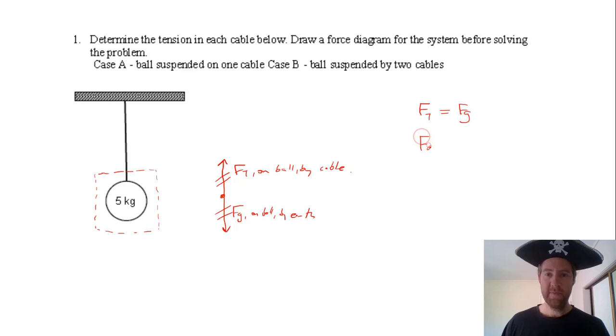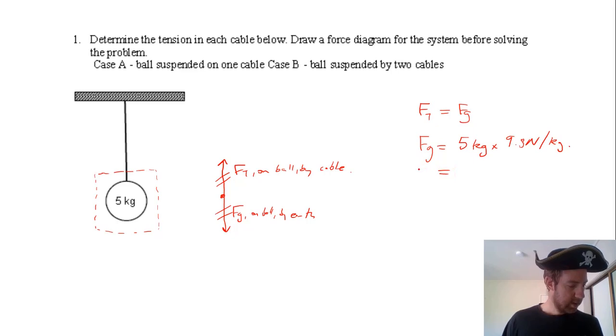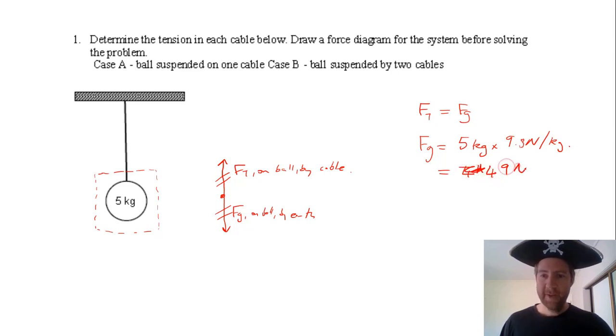Can I work out my gravity force? Yes, I can, because I know this is 5 kgs, and the force of gravity is 9.8 newtons for every kilogram. So I multiply those together. Got my calculator here because I can't do it in my head. 49 newtons. Great.